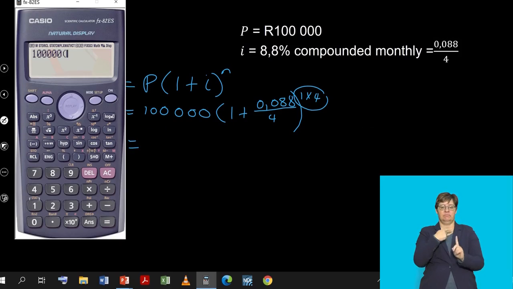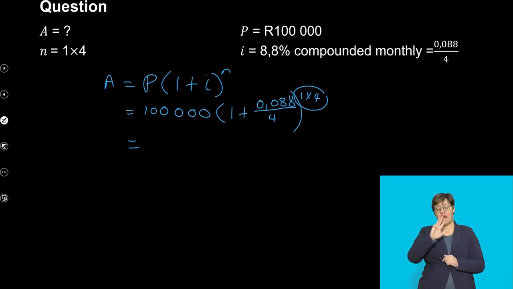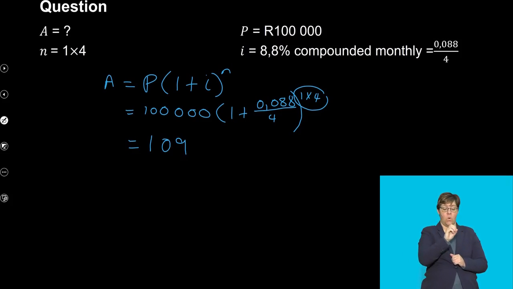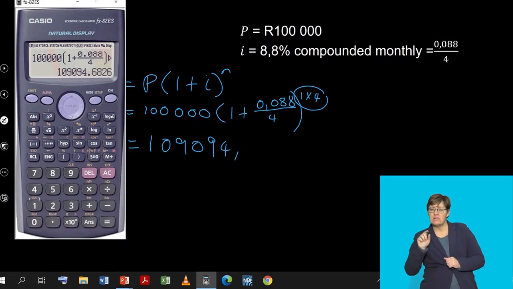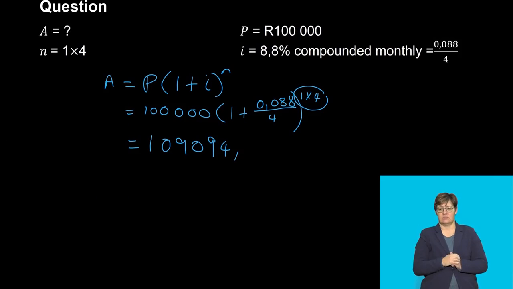To do that, it's going to be 100,000, open a bracket. My zeros are enough, right? So it's 1, 2, 3, 4, 5 zeros. And 1 plus 0.088 divided by 4, because this is being distributed on a quarterly basis, and my exponent is 4 there. This is going to give me 109,094 rand, right? 109,094 rands, and the cents is 68. This will be 68 cents, right?